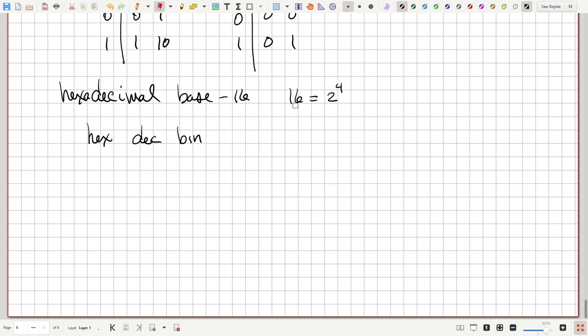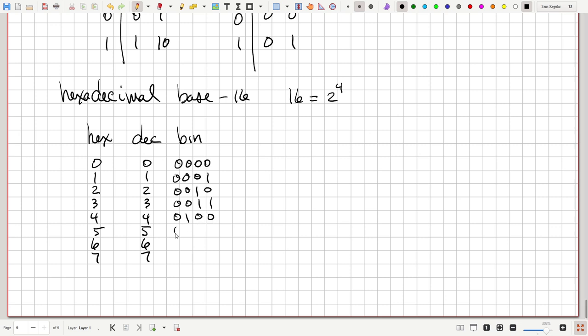The first 8 will be 0, 1, 2, 3, 4, 5, 6, and 7 in hex. It's going to be the same in decimal: 0, 1, 2, 3, 4, 5, 6, 7. In binary, 2 to the 4th means we're going to have 4 binary digits. So this will be 0000, 0001, 0010, 0011, 0100, 0101, 0110, and 0111. And then continuing on.